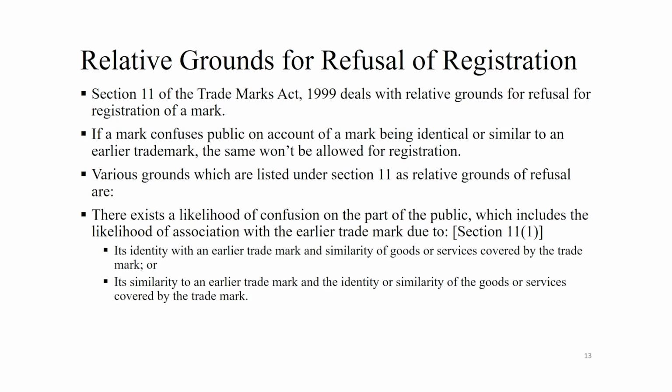So, my mark will be refused registration if it is similar to a mark already registered. Various grounds which are listed in section 11 are relative grounds, and as I said, these grounds are there because there exists a likelihood of confusion on the part of the public. The problem is, people may relate your mark with an earlier mark.